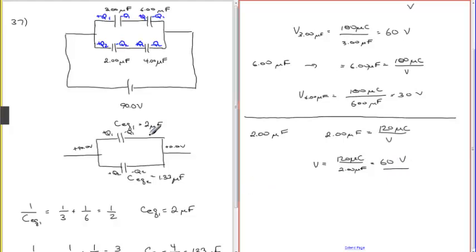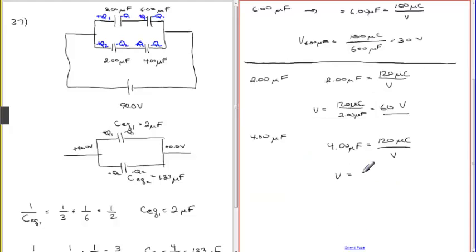So it's 60 volts. And then if we look at the last capacitance, which is this 4 microfarad capacitor, we get 4 microfarads is equal to, again, 120 microcoulombs, which is the charge. Remember, we have the same charge. We just have plus and minuses, divided by the voltage. If you solve for the voltage, we get 120 microcoulombs divided by 4.00 microfarads. 120 divided by 4 is 30 volts. Again, 60 plus 30 equals 90.